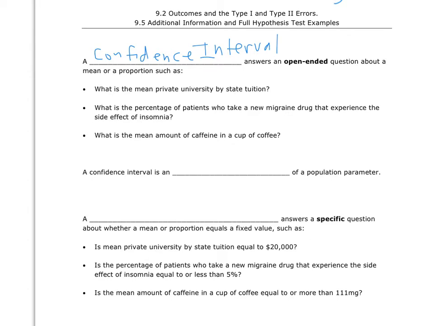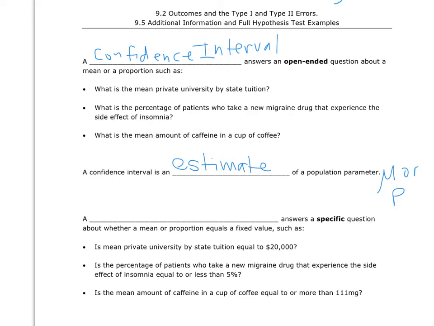We're looking to answer that question with an estimate, and it ends up being an interval estimate. Other examples of open-ended questions would be, what is the percentage of patients who take a new migraine drug that experience the side effect of insomnia? Open-ended question, we're looking to answer that with an estimate. And another example, what is the mean amount of caffeine in a cup of coffee? A confidence interval is, like we have said, an estimate of a population parameter, so mu, or p for proportion.